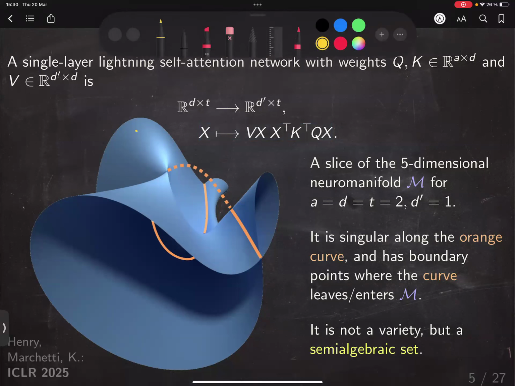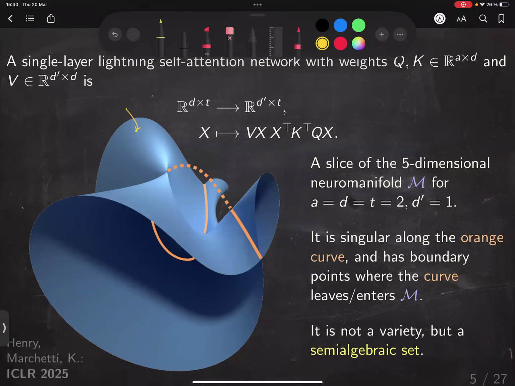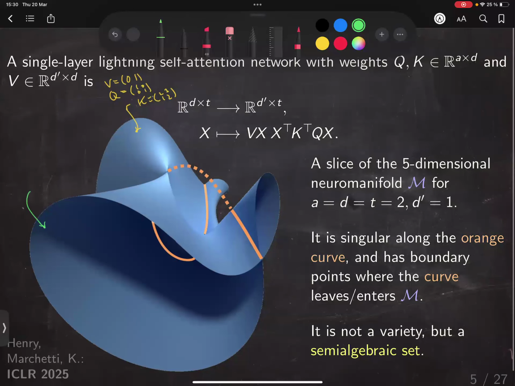So for instance, this point here could be such a function that comes from, I'm just making some numbers up now. V could be a 1 by 2 matrix, so it could be 0, 1, and all the others have to be 2 by 2 matrices. Maybe Q is the identity, and K is this. So this could correspond to this point, while maybe this point over here is also a cubic function, but a different function, namely with different parameters, where maybe V is something else. What are your favorite numbers?